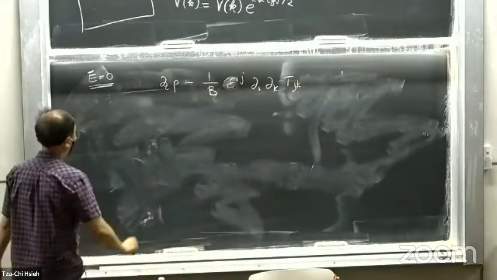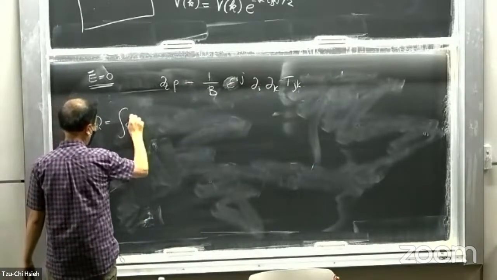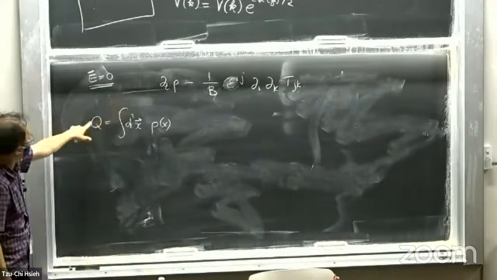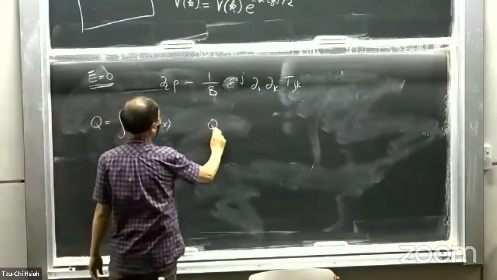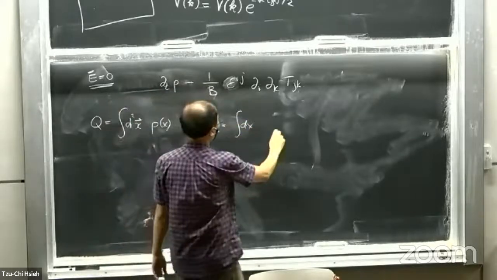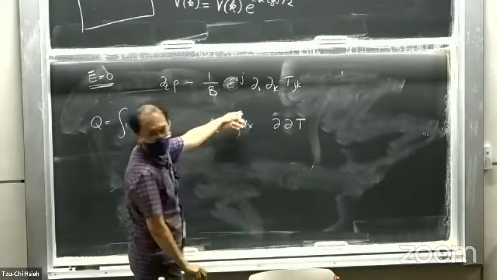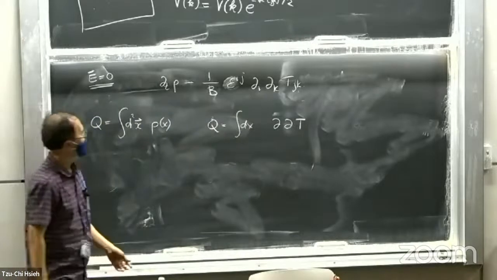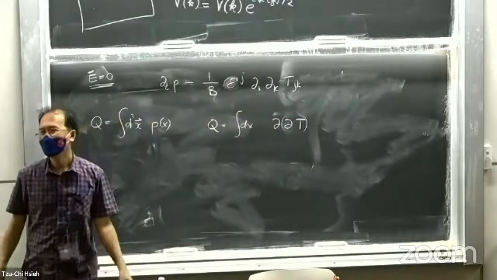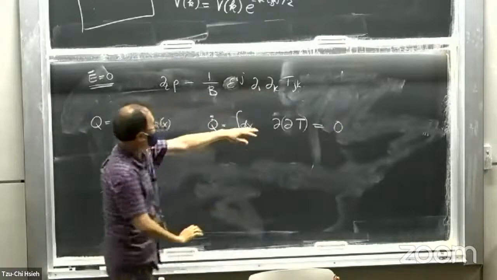Now, you can show that the total charge is conserved from this equation, because if I take the derivative, Q dot is the integral dx rho dot. Rho dot can be replaced by this, so it's something that has two derivatives. So it's a full derivative, a total derivative. It's actually a total derivative of a total derivative. We have even more than zero, even more zero.